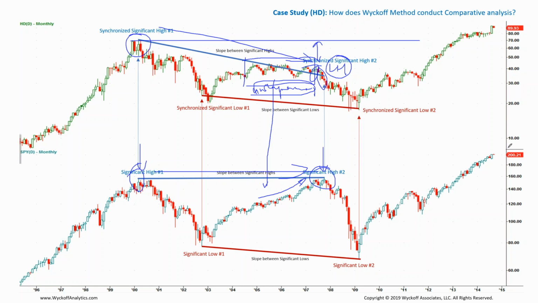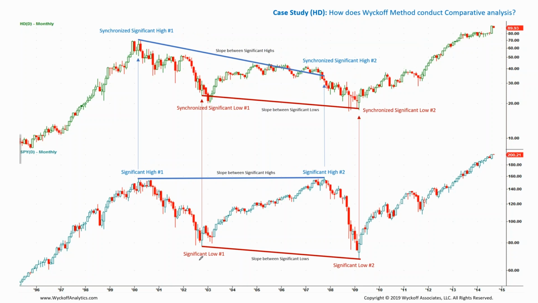All right, so we looked at the significant highs. Now let's look at the significant lows, right? So what would we do? We would synchronize the lows first. So I would take this low right here in the market. I would look at what bar on the stock this low is, and then I would do the same with the next low. So here's the next significant low for the market. I would look at where the low in the stock is, and then I would do this and try to compare again and compare the slopes.